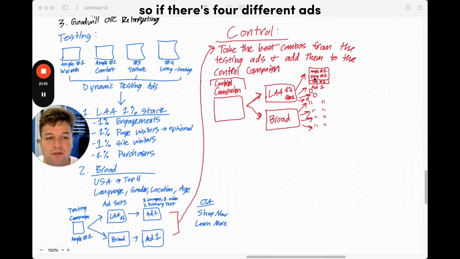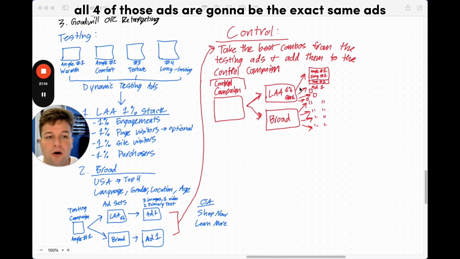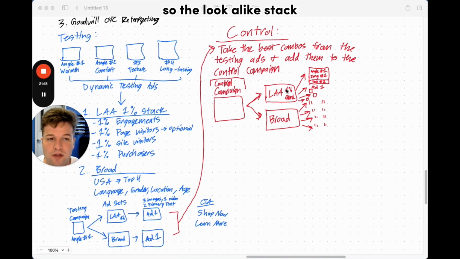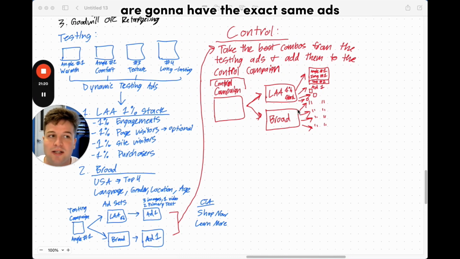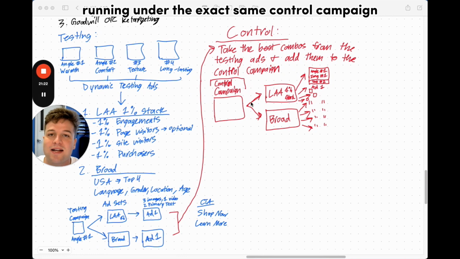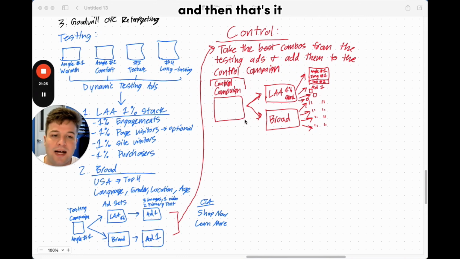So if there's 4 different ads, like you can see here, 1, 2, 3, 4, all 4 of those ads are going to be the exact same ads in this broad audience. So the lookalike stack and the broad audience are going to have the exact same ads running under the exact same control campaign. And then that's it.